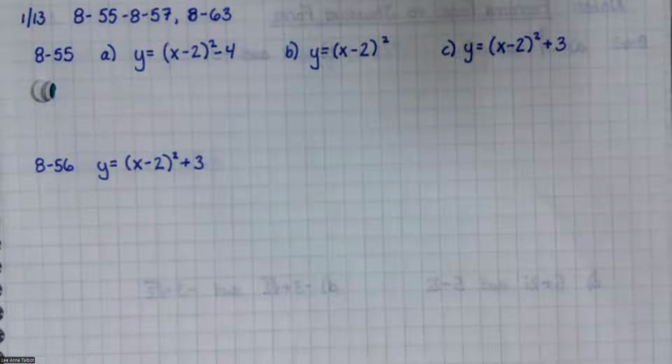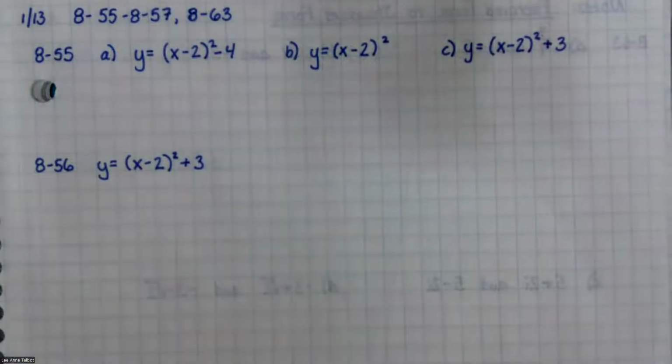Okay, and for number 55, what I'd like you to do in your groups is to graph each one separately on the graphing calculator and write down where they cross the x-axis. So number 55, you're going to graph all 3 separately on your graphing calculator and write down where they cross the x-axis. And you guys can work together for sure. So the question is, where do they cross the x-axis?